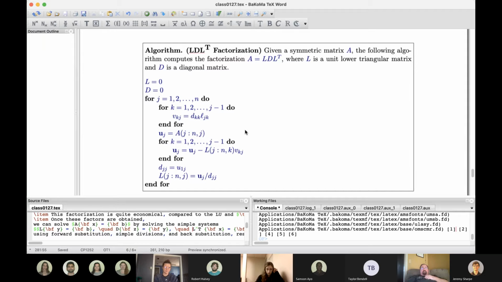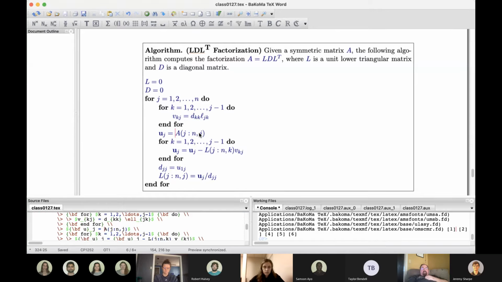And the interesting thing about this algorithm is it only deals with the lower triangular portion of A. So notice the only time entries of A are mentioned is right here in this line, where I'm using MATLAB syntax to describe taking a portion of a column. So I'm taking A, column J, rows J through N, so from the diagonal all the way to the bottom. Then I set that equal to UJ, and then I work with UJ after that.